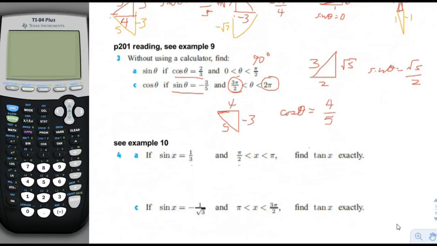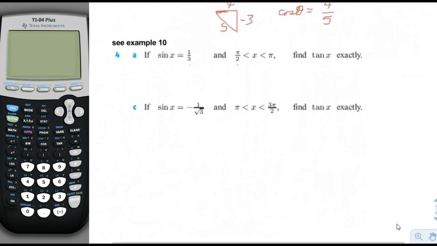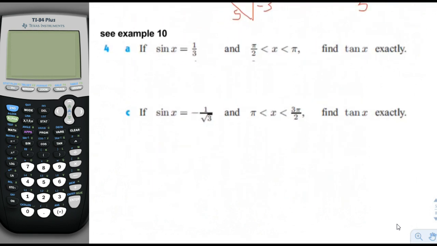Right. All right. Number 4, after you see example 10. If the sine of x is equal to 1/3 and the angle is between, you know, this is 90 degrees and this is 180 degrees, find tangent of x exactly. Well, let's see. We're talking about a triangle that looks kind of like this. Opposite 1, hypotenuse is 3. What would be this side here? It would be square root of 8, right? Using Pythagorean's theorem, we know that the adjacent is square root of 8. So the tangent of this angle would be the opposite over the adjacent.